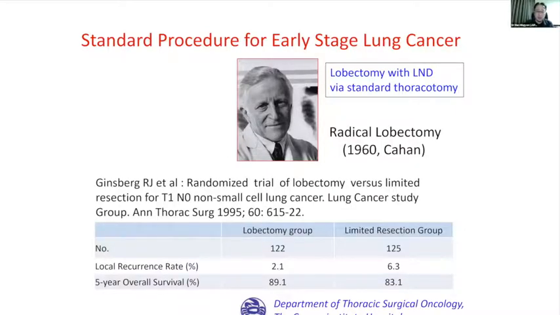This was reported by the Lung Cancer Study Group. In this study, the local recurrence rate in the limited resection group was higher compared to the lobectomy group, and 5-year overall survival was inferior in the limited resection group. But their study has some limitations. One is that big tumors, nearly 3 centimeters, were included in the limited resection group. Also, wedge resection was included in the limited resection group. So we need to try a new randomized controlled trial.